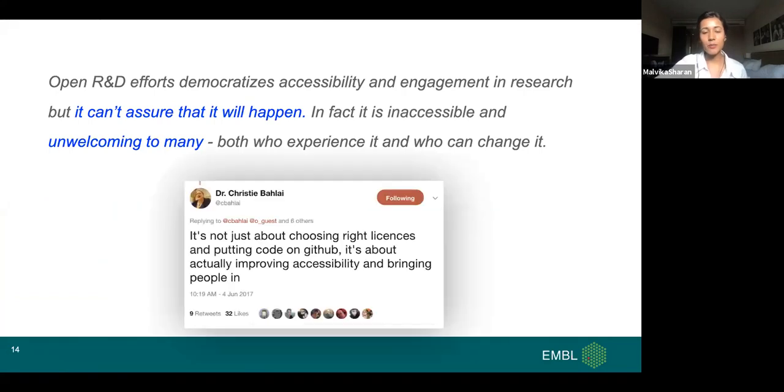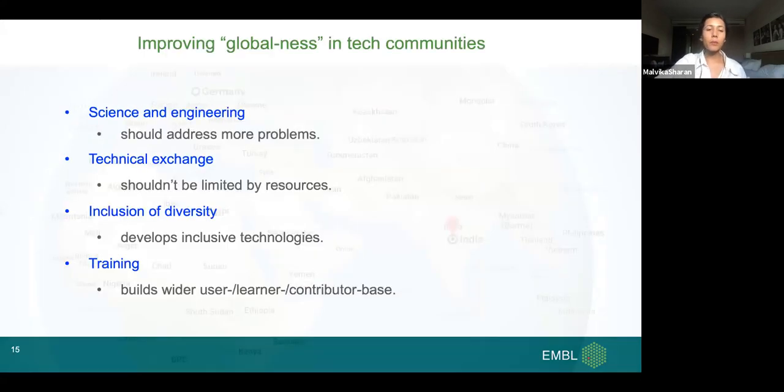So to put it in simple terms, I like this tweet by Christy, which says it's not just about choosing the right license and putting code on GitHub, but it's about actually improving accessibility and bringing people in and making decisions. So going back to the slide that I showed you in the beginning.